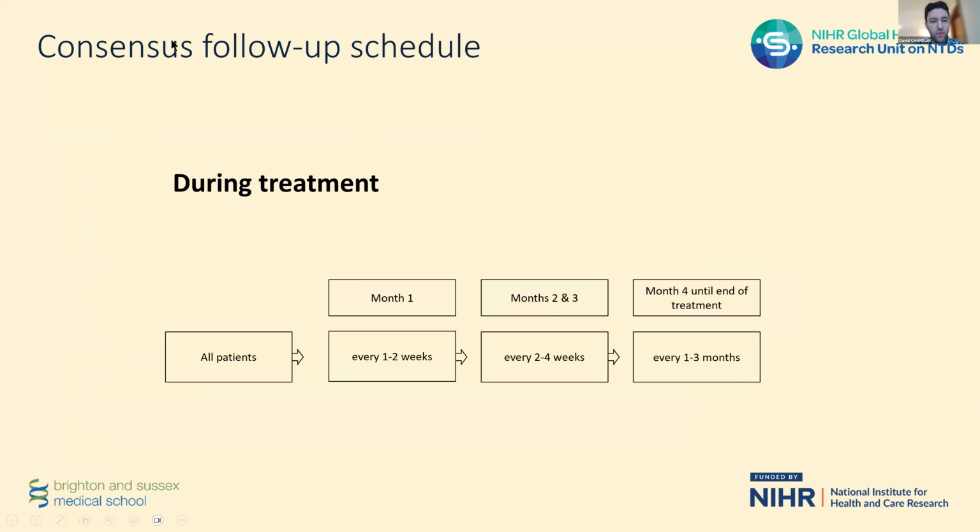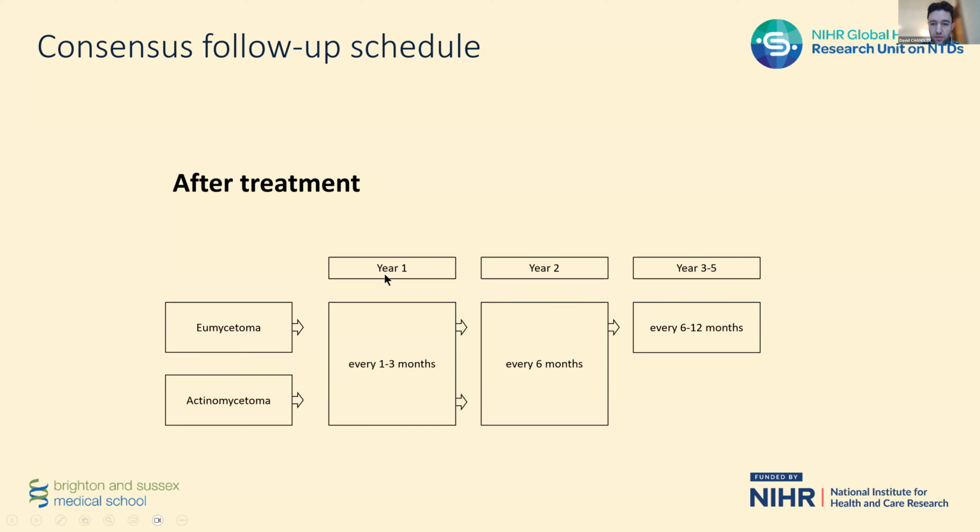And then coming back to the original question 3 that we asked, which was about how often patients should be followed up. There was again a very high level of consensus, and this is what was produced at the end. So the recommendation for follow-up during treatment was that patients should be assessed every 1 to 2 weeks in the first month, then every 2 to 4 weeks within the next 2 months, so months 2 and 3. And then from month 4 through to the end of treatment, it was every 1 to 3 months follow-up.